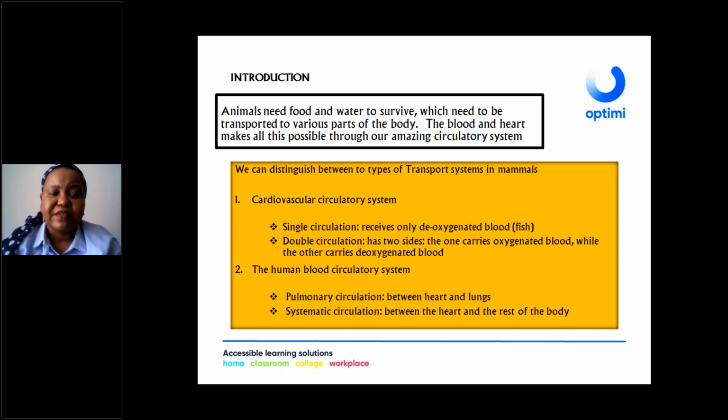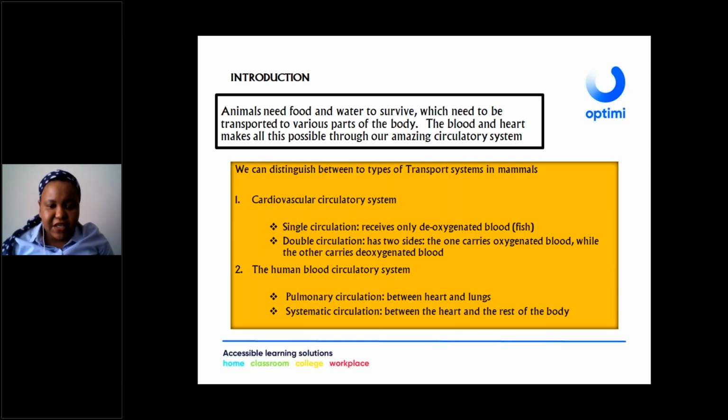We also have a double circulation system, which has two sides. The one side carries oxygenated blood, while the other side carries deoxygenated blood. By deoxygenated, I mean blood that is low on oxygen. Now, we humans have a double circulation, and we're going to look into that in the next slides. Then, also, the human blood circulatory system is divided into two.